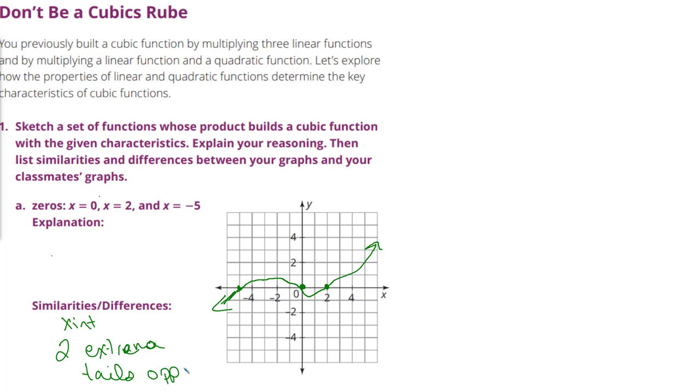Things that are different. You may have had different values. You may have had different max and mins, relative max and mins, meaning you could have gone up higher or lower in your hills and valleys. And you may have had a different A. You may have chosen A to be negative, and therefore it went the opposite direction.